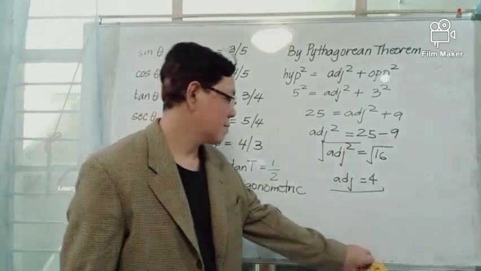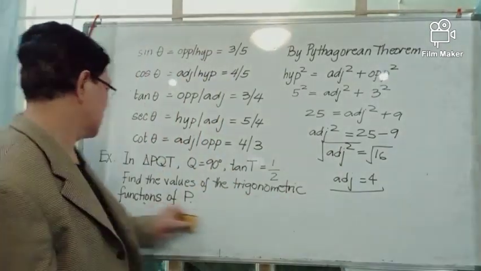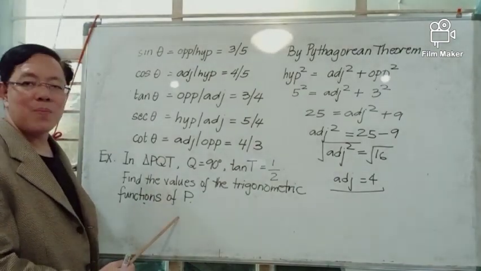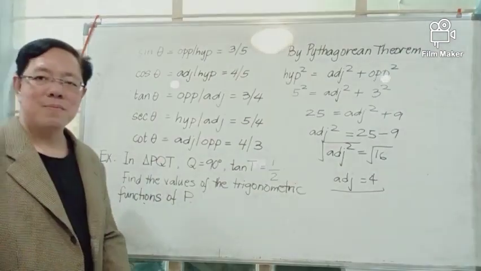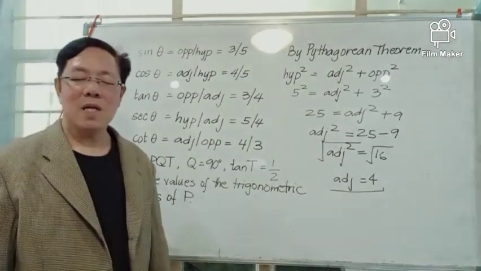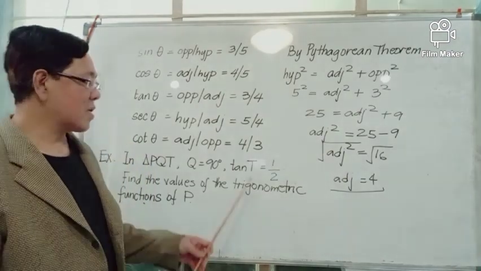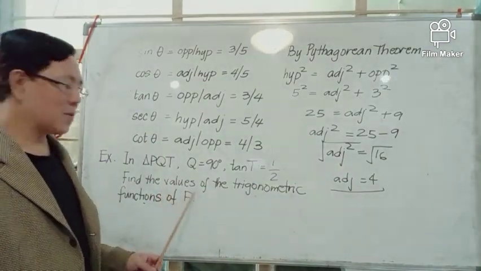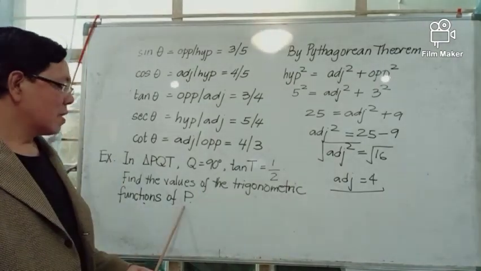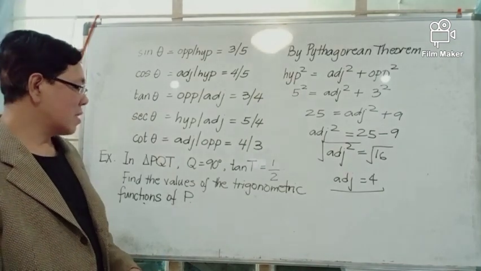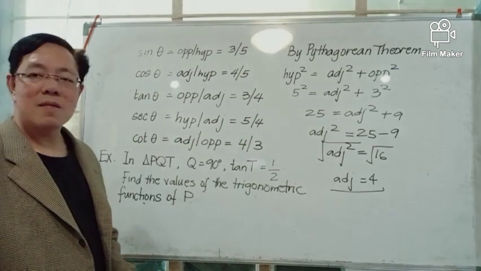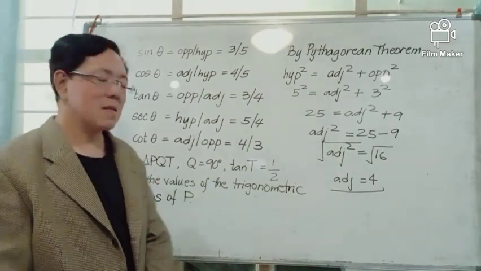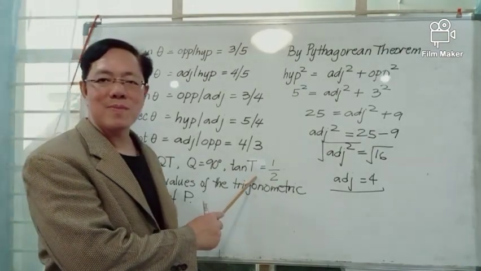Find the values of the trigonometric functions of P. The angle P. We can also find the other 5 trigonometric functions of angle T, but the required are the values of the trigonometric functions of the other acute angle P. And we first identify the sides, the opposite side, the adjacent side, and the hypotenuse of a right triangle PQT with reference to angle T.